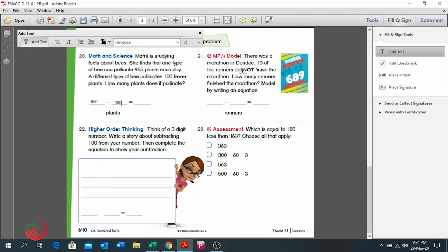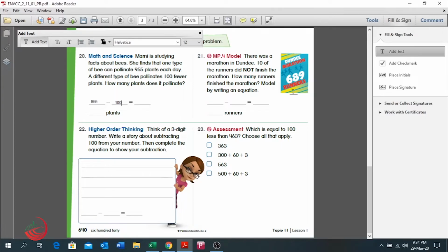21. There was a marathon in Dundee. 10 of the runners did not finish the marathon. How many runners finished the marathon? Model by writing an equation. So we have Dundee Marathon. Marathon is like a race where people run like that. It's written here, 689 runners.